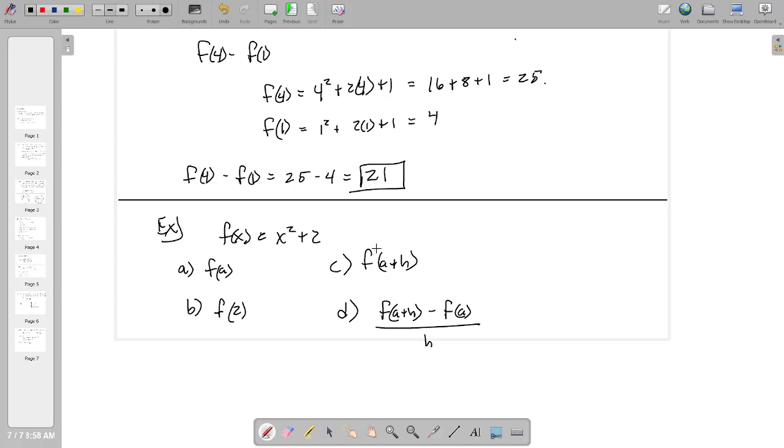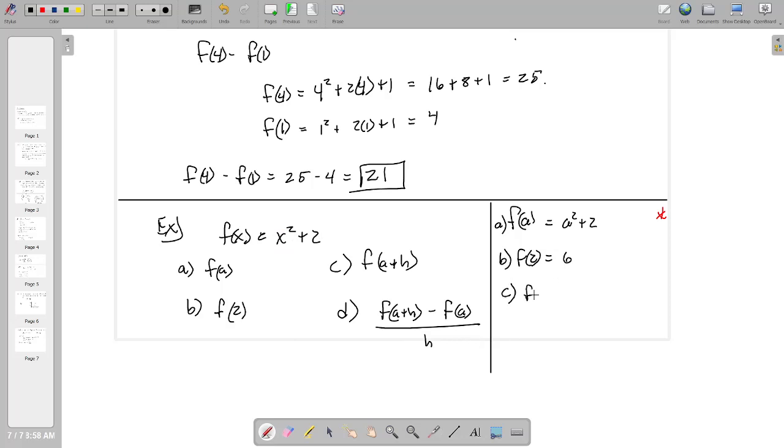C might be a bit tricky because it's a plus h that's replacing x. But part A is pretty straightforward. f of a means that a is replacing x, so we replace x with a. We get a squared plus 2. Now I'm going to star this one because we're going to come back to it. B, f of 2, we should all be able to do this by now. x is being replaced with 2, so we replace x with 2. 2 squared plus 2 is going to be 6. 2 squared is 4. 4 plus 2 is 6.